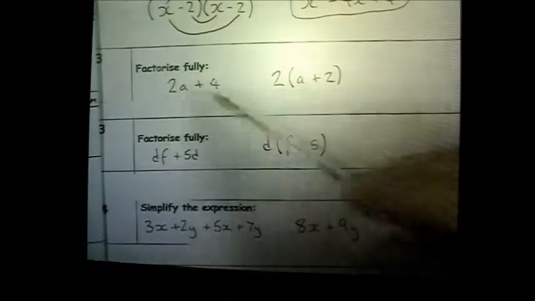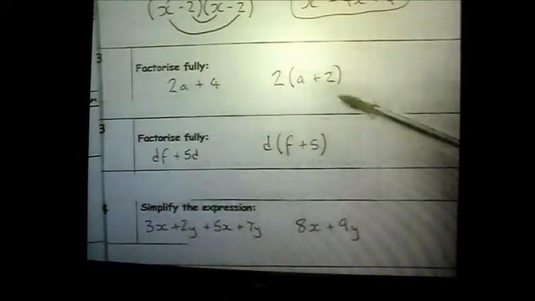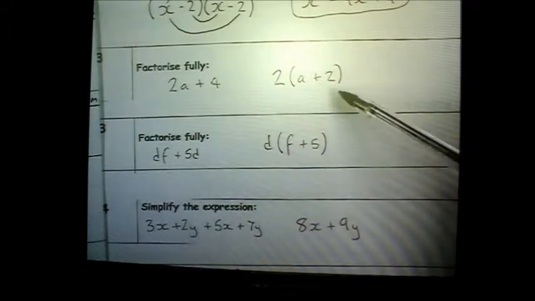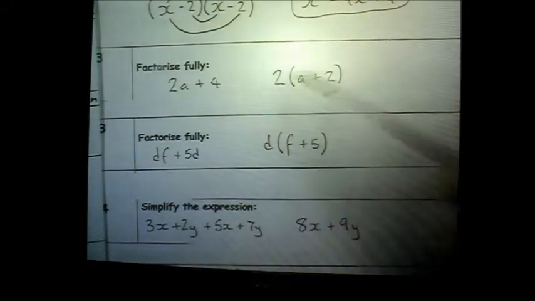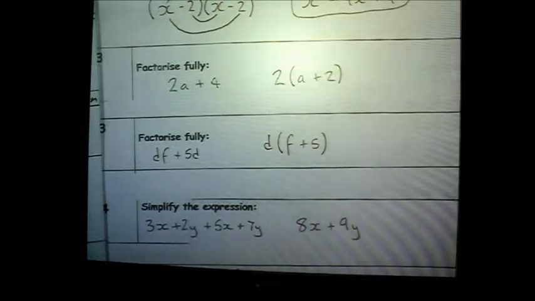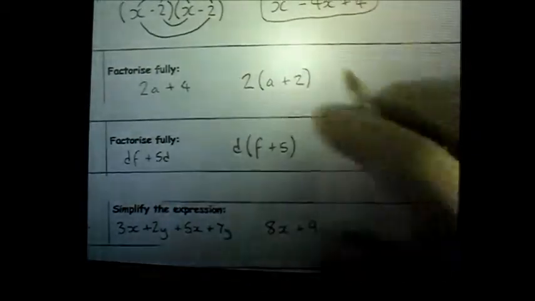What's common in 2 and 4? Well, 2 is, so you put 2 on the outside. Any letters common? Nope, so you don't bother. So you draw your brackets on. 2 times what gives you 2a? 2 times a. 2 times what gives you 4? 2 2s are 4. There you go, done. If you want to multiply that out, you can check your answer.